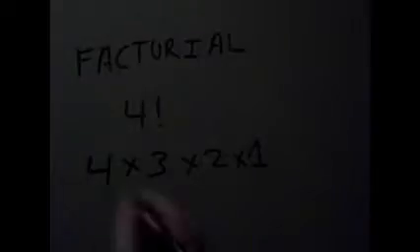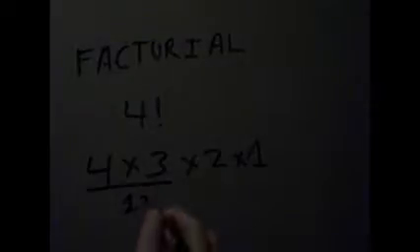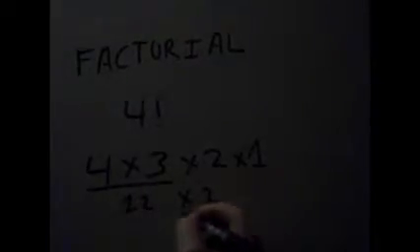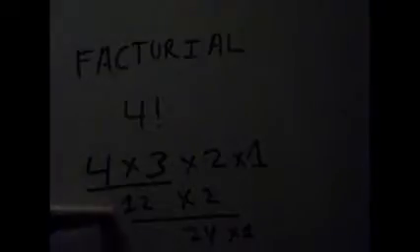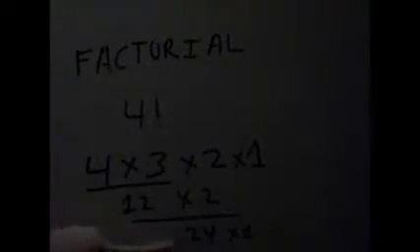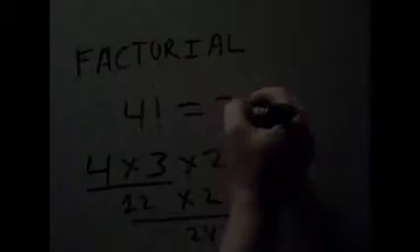Okay. What is 4 times 3? Well, of course, that's going to be 12. What is 12 times 2? Well, that's going to be 24. Now, what is 24 times 1? Why, of course, that's going to be 24. Now, let me make sure you're seeing all this. Yep, you are. Okay. So, 4 times 3 is 12. 12 times 2 is 24. And 24 times 1 is 24. So, the answer to this, what is 4 factorial? It's going to be 24.